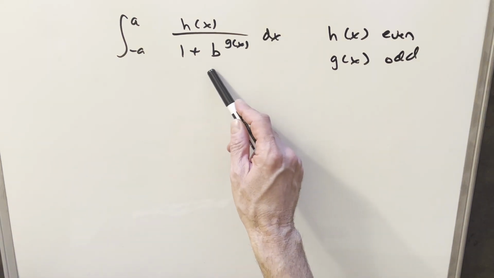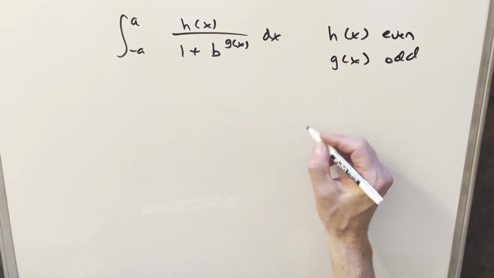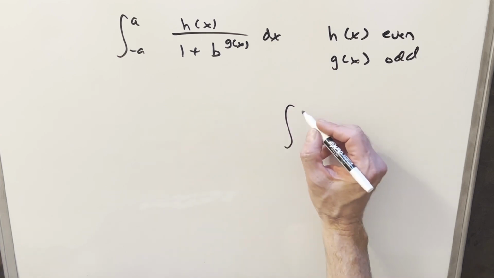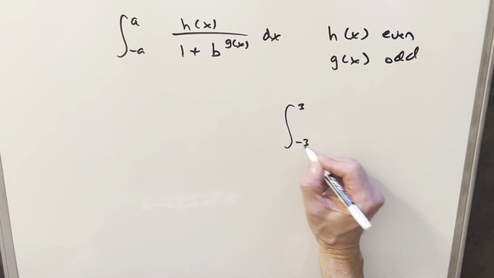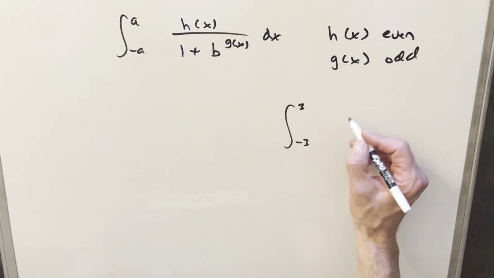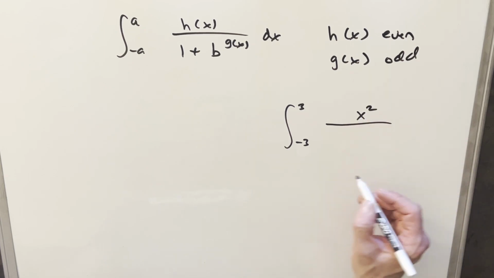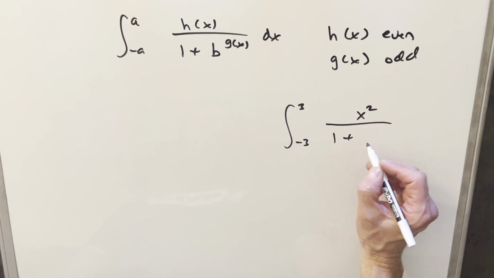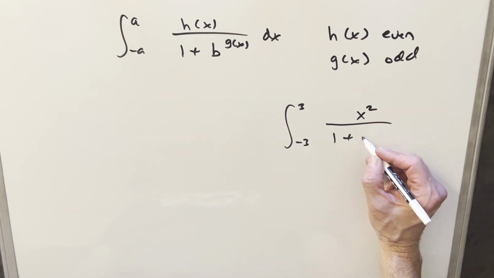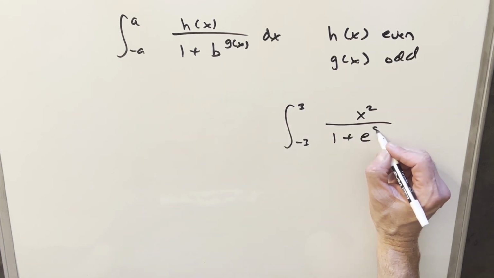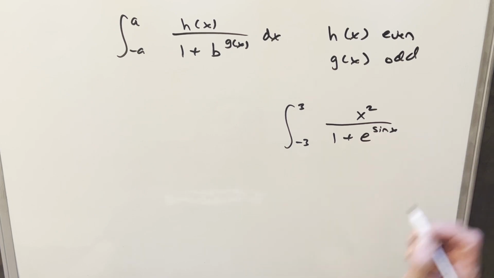And just to make it a little more clear, I could come up with some example for this. So for our a, let's say we're integrating from minus 3 to 3, and we need an even function for h of x. So let's say I can make that x squared, and then we could have 1 plus, for our constant value b, e to the, let's say, sine x as our odd function. So this would be in the same form as what we have right here.